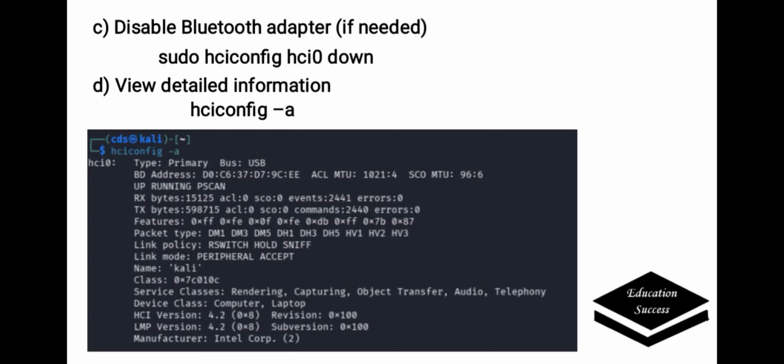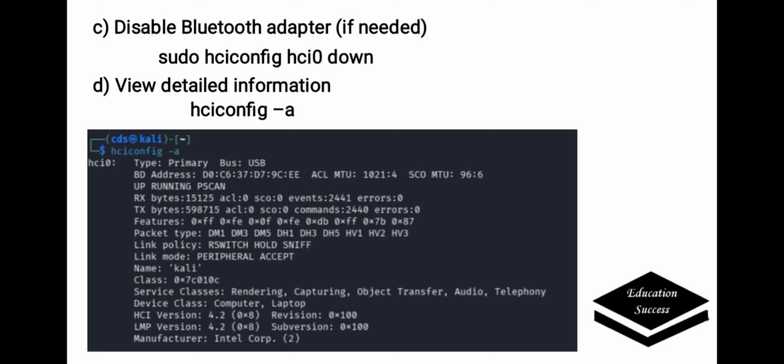To view the detailed information about this, we will write the command hciconfig -a. It will show me the Bluetooth interface. Here in our example, hci0 is the interface. It will show the BD address, that is the Bluetooth MAC address. It will show the status. Here the status is up, running and pscan.